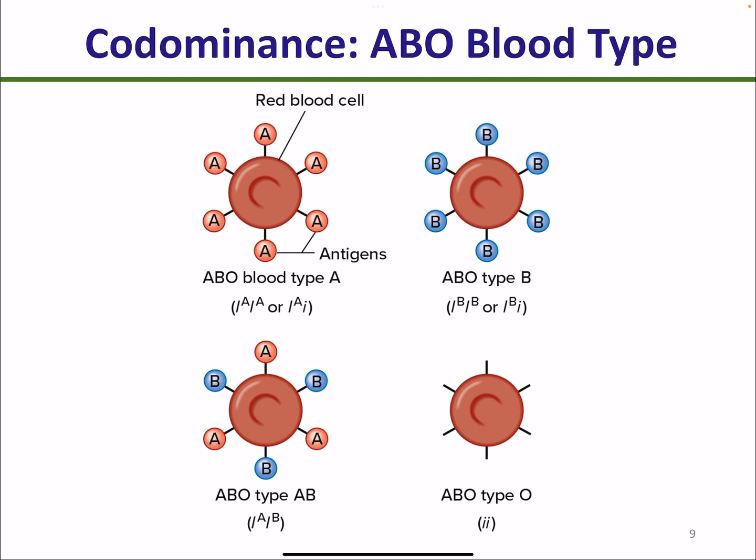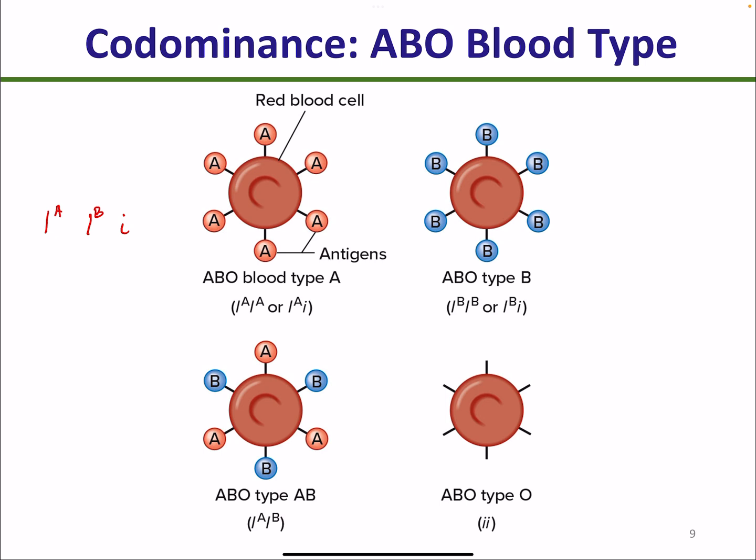Then we have the case of codominance. This is typically what we see in the case of ABO blood type. In the case of ABO blood type, we have three alleles that exist. We have one that is IA, the other one is IB, capital I I should say, and the other one is lowercase i.